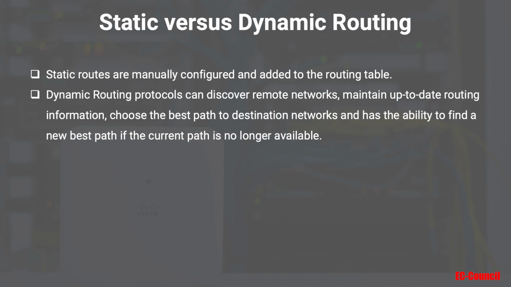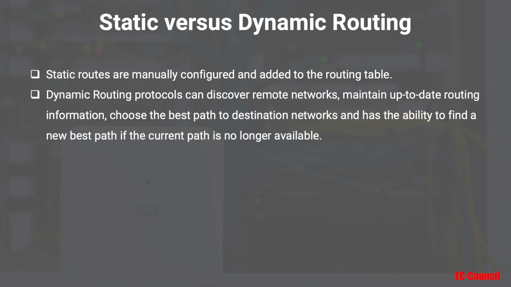Static routing is simply where you, as a network administrator or network engineer, manually configure routes into the routing table, and these are known as static routes. Static routes are routes that do not change, so if there's any sort of network change, the router will not update its routing table. With dynamic routing protocols, it's kind of the opposite.